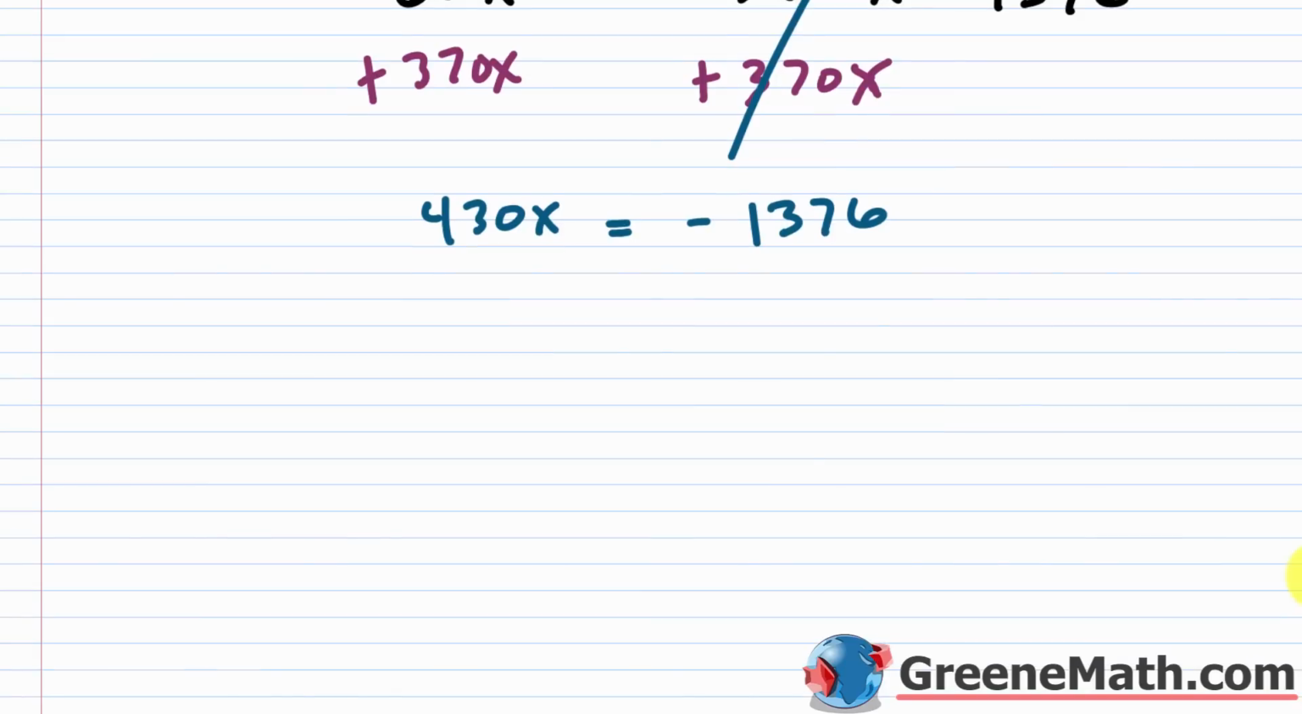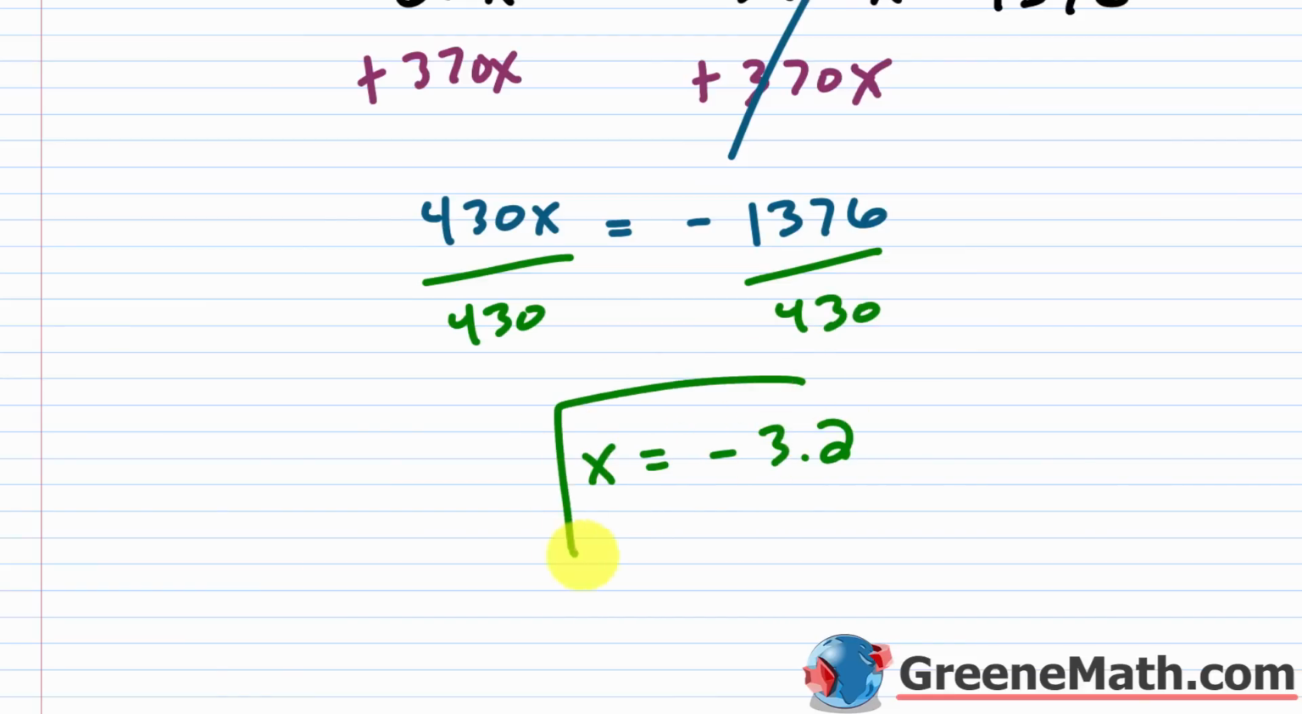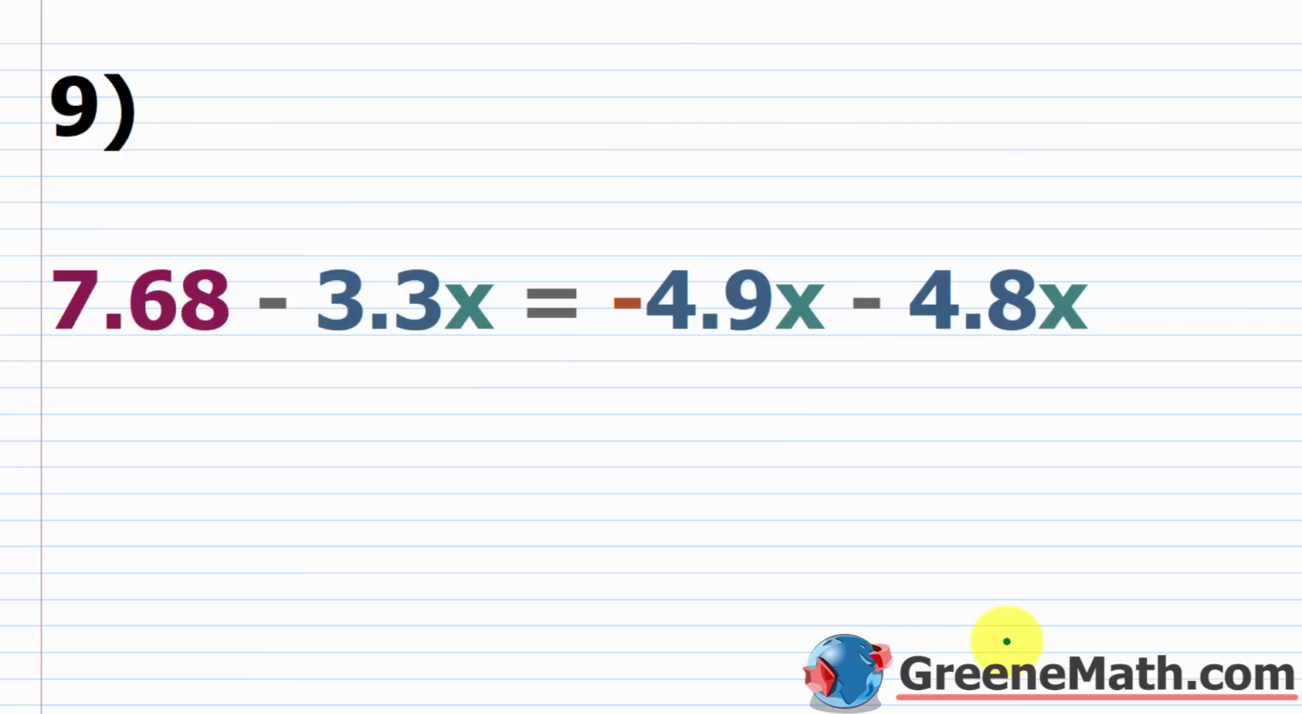Again, because we're working with decimals, let's just go through and give a decimal answer. I'm going to divide both sides by 430 so that I can isolate x, and I'll get x is equal to negative. Let's punch this into our calculator. I get 3.2. So my answer here is x equals negative 3.2. So that's my solution. Let's look at problem number 9.